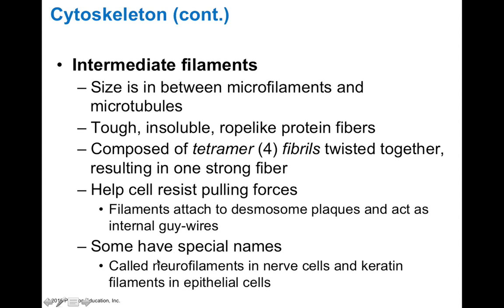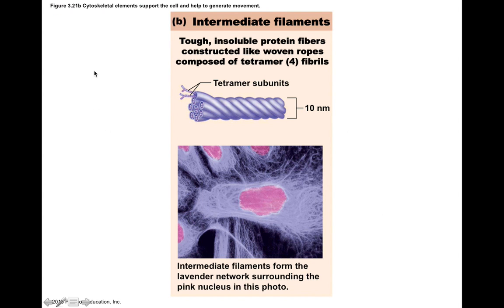Some intermediate filaments have their own special names, like neurofilaments in your nerve cells, or keratin filaments in epithelial cells, are all examples of intermediate filaments. So we see that, remember, it's a tetramer, which means you have 4 rope-like substances that are all interwoven.